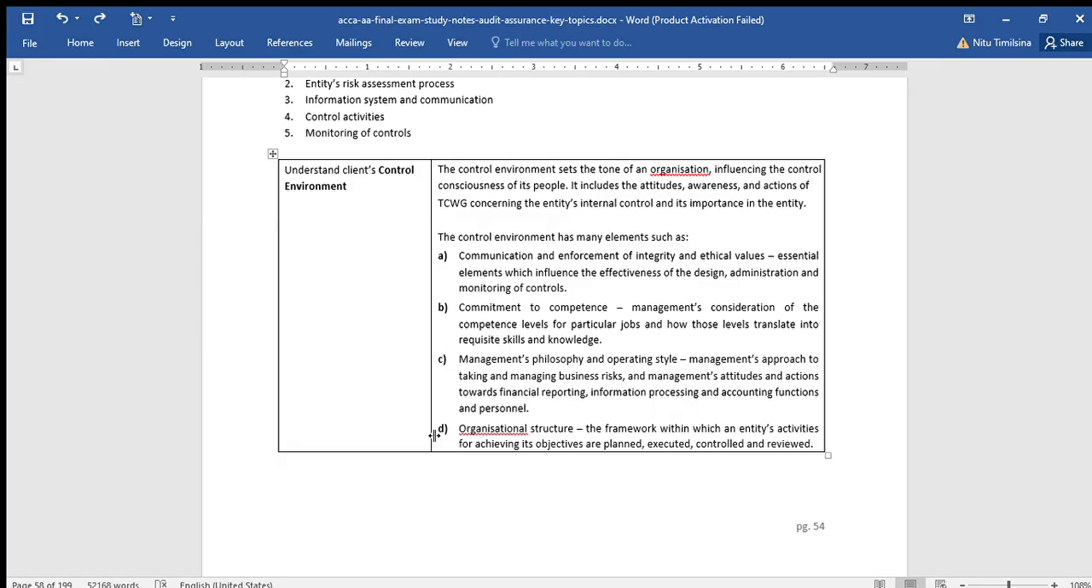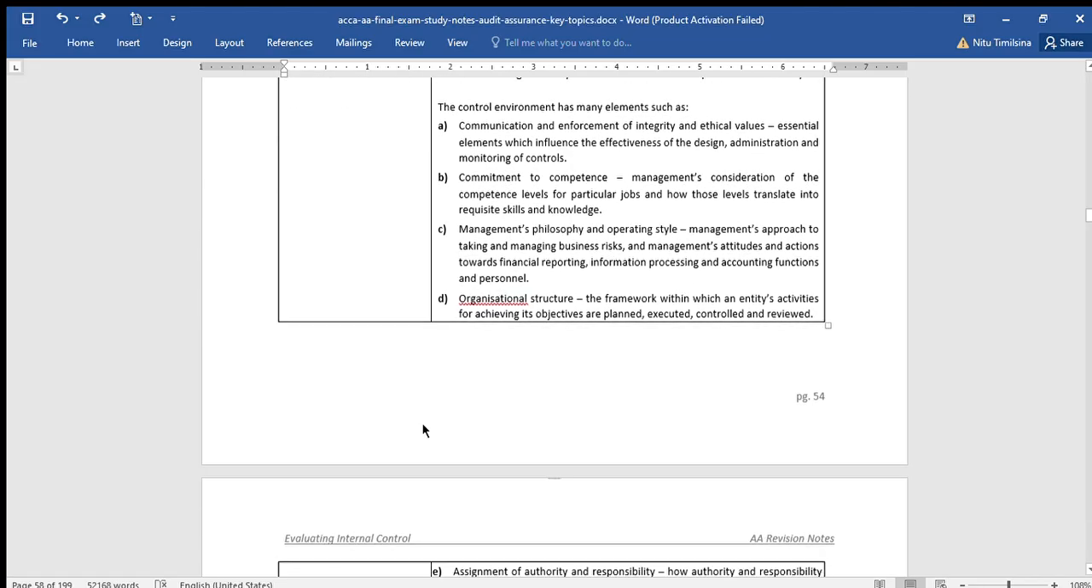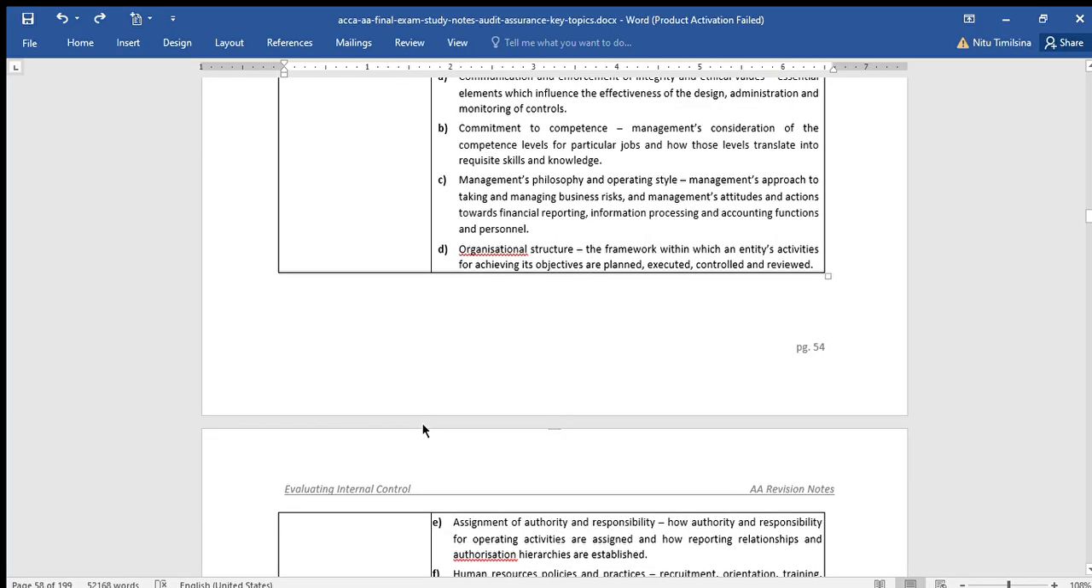Management philosophy and operating style. Management approach to taking and managing business risk and management attitudes and actions toward financial reporting, information processing, and accounting functions and personnel. So it is management's attitude. C number is D number, organizational structure. The framework within which an entity's activities for achieving its objectives are planned, executed, controlled, and reviewed.